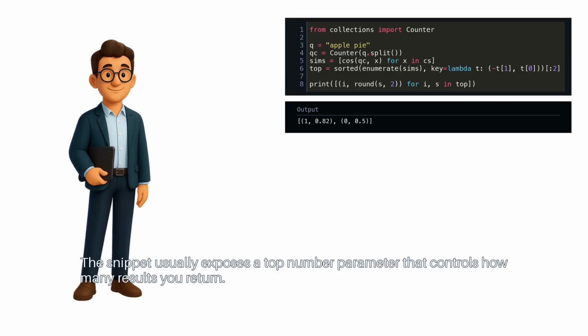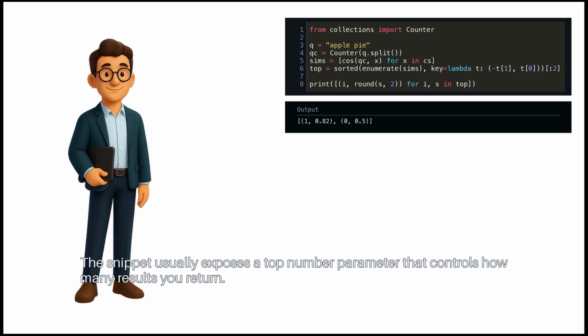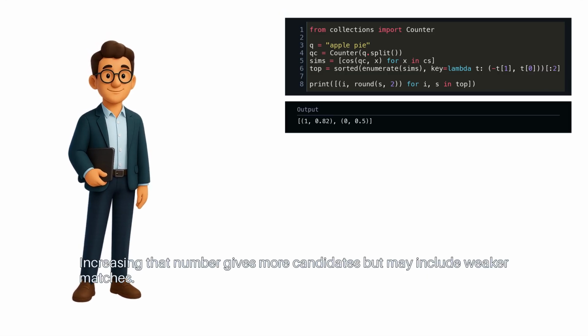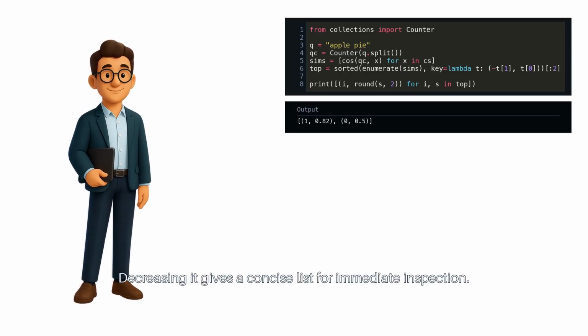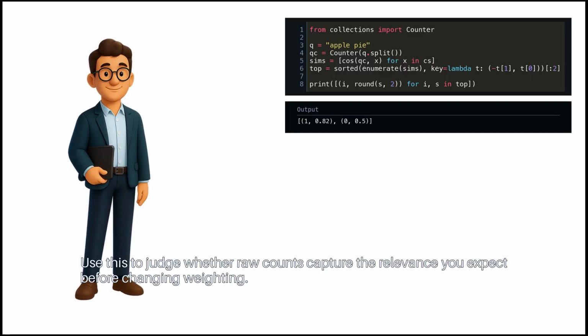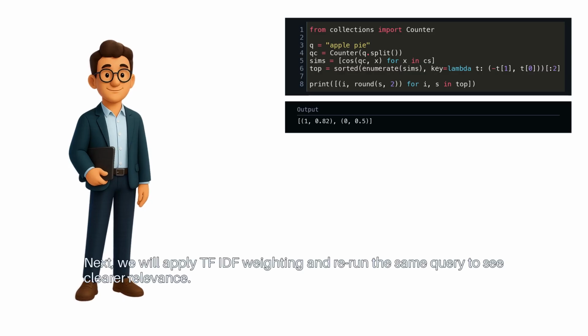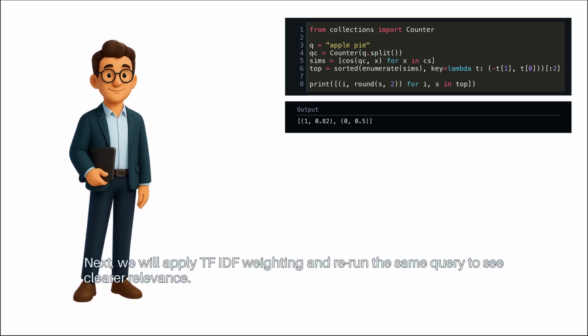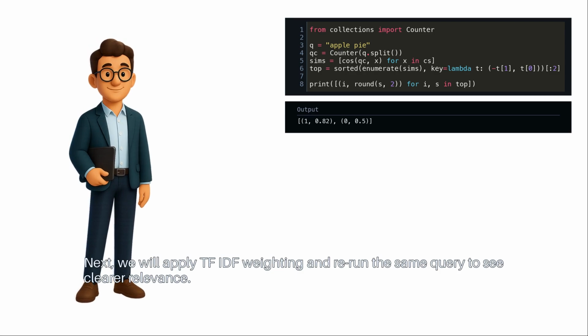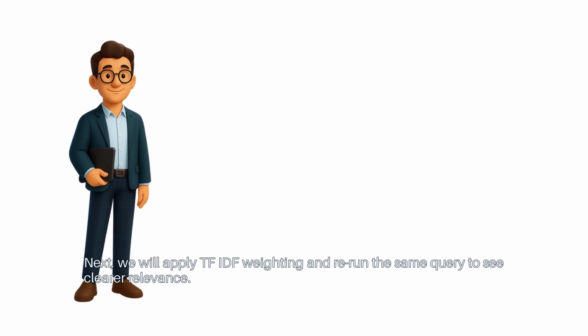The snippet usually exposes a top number parameter that controls how many results you return. Increasing that number gives more candidates but may include weaker matches. Decreasing it gives a concise list for immediate inspection. Use this to judge whether raw counts capture the relevance you expect before changing weighting. Next, we will apply TF-IDF weighting and rerun the same query to see clearer relevance.